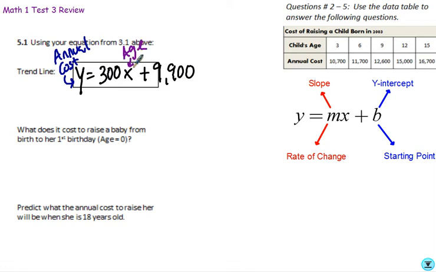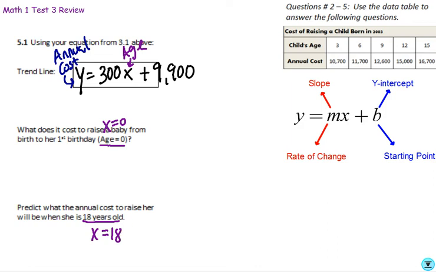And so what it's saying is, what would it cost if the baby was just born, so when it's a newborn, or age is equal to 0? What we're saying there is, what would the cost be if x equals 0? What would the cost be when they're 18? So what we're saying is when x is equal to 18.